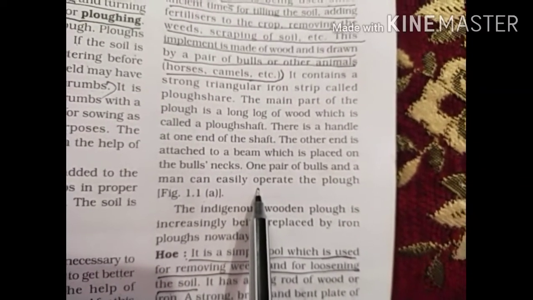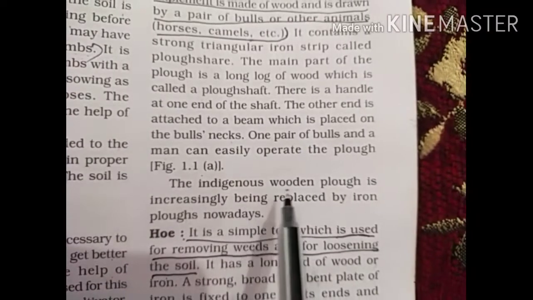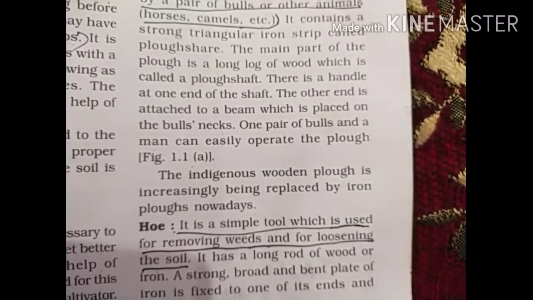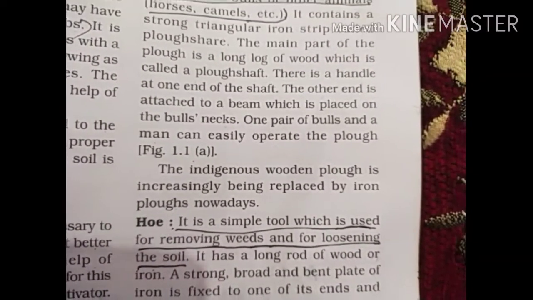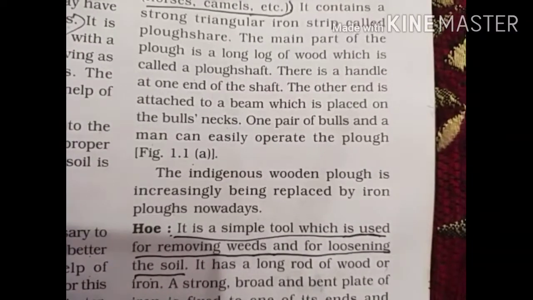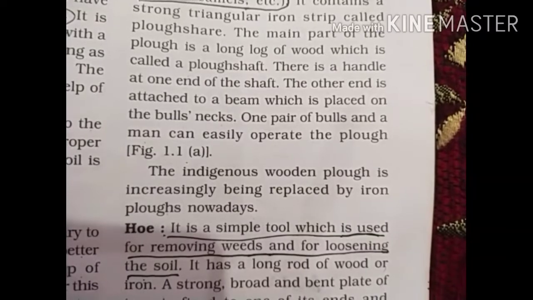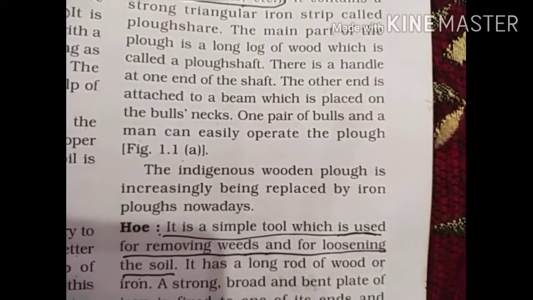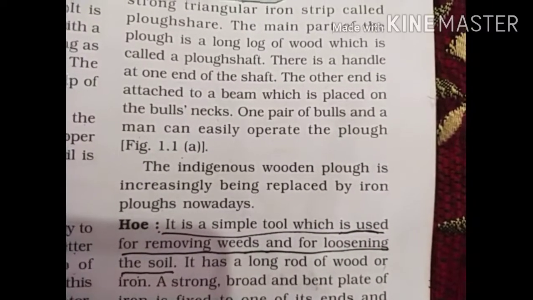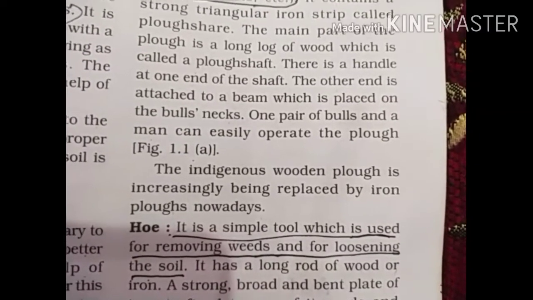Okay, the indigenous wooden plow is increasingly being replaced by the iron plow nowadays. The structure and the material of the plow have changed. In ancient times it was completely made of wood, but nowadays it is made of metal, iron.